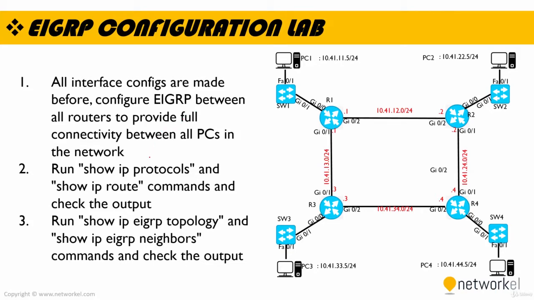Then we are gonna run show IP protocols and show IP route. Then we are gonna run the show IP EIGRP topology and show IP EIGRP neighbors commands, and we'll check the outputs and make some comments about it. Okay, let's go. Let's start with the router 1 EIGRP configuration.